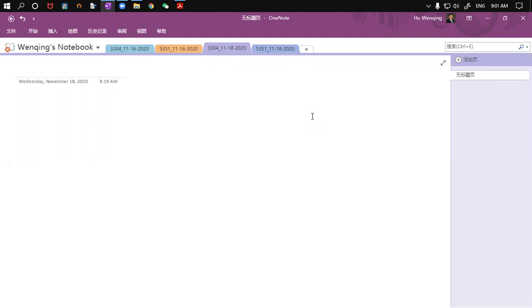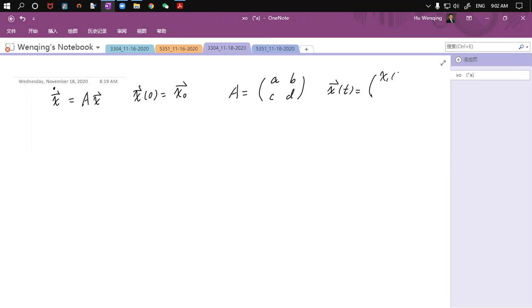Okay, so last time we have been talking about the two by two systems of linear equations. What we covered last lecture is the equation x dot equals A x, where x of 0 is given by some x0. We set A to be the matrix with entries a, b, c, d, a 2 by 2 matrix, and x of t has the components x1 of t as well as x2 of t. So that's what we talked about last lecture.